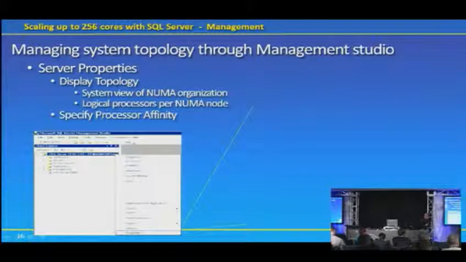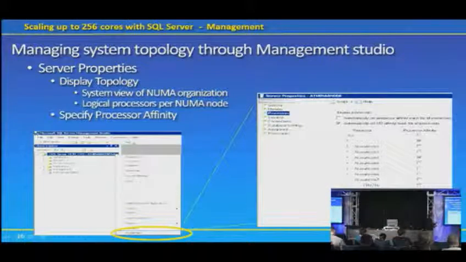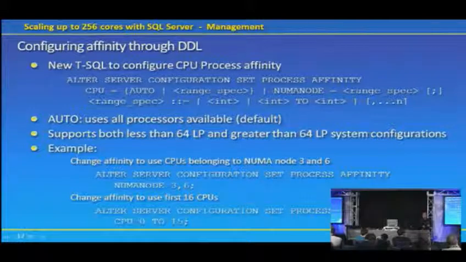So I mentioned that we have exposed a topology view inside Management Studio. It's down under the instance properties, and it will expose the NUMA nodes and the processors. So you can actually see what the topology is. It may not be obvious what the actual NUMA architecture is. It's set at boot time, so it doesn't change over time. But it is generally speaking easier to look here than trying to look at the data sheets and figure out how it was organized, because sometimes it's not intuitive.